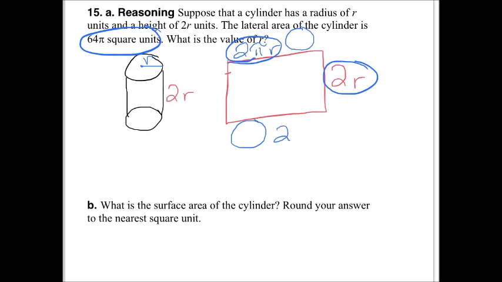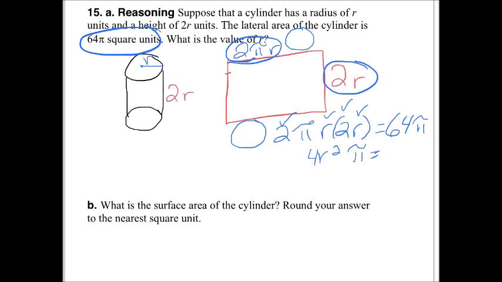So I know that 2 pi r times 2r will give me 64 pi. So let's simplify on the left-hand side. I can multiply the r's together, so that would be r squared. So I took care of that one and that one. I can multiply my 2's together. That would be 4. And I still have my pi, so I'm going to put that over here, and that equals 64 pi.